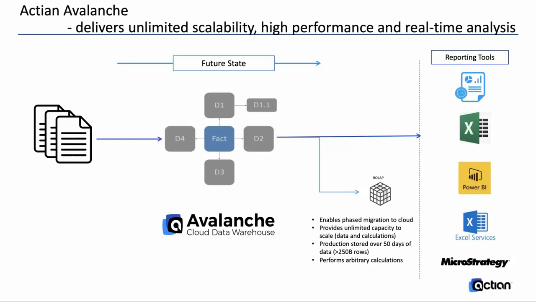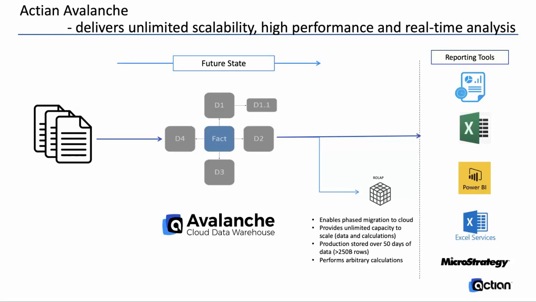This solution provides a staged approach for cloud migration since users can still connect to the cube in rollup mode and are able to use tools like Power BI to connect directly to Avalanche service. Rollup means that dimensions data is loaded into the cube and all fact data is retrieved from Avalanche database. In production, we loaded 50 days of risk data, which is 250 billion rows, and the processing time was impressive.